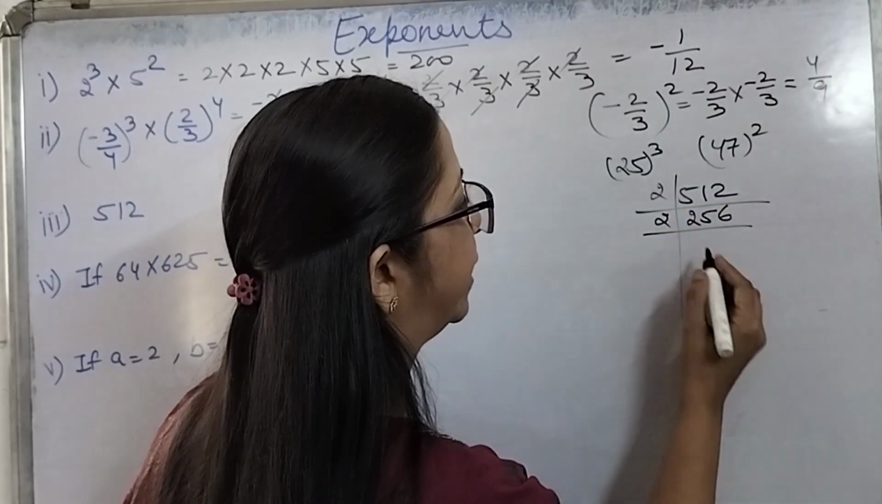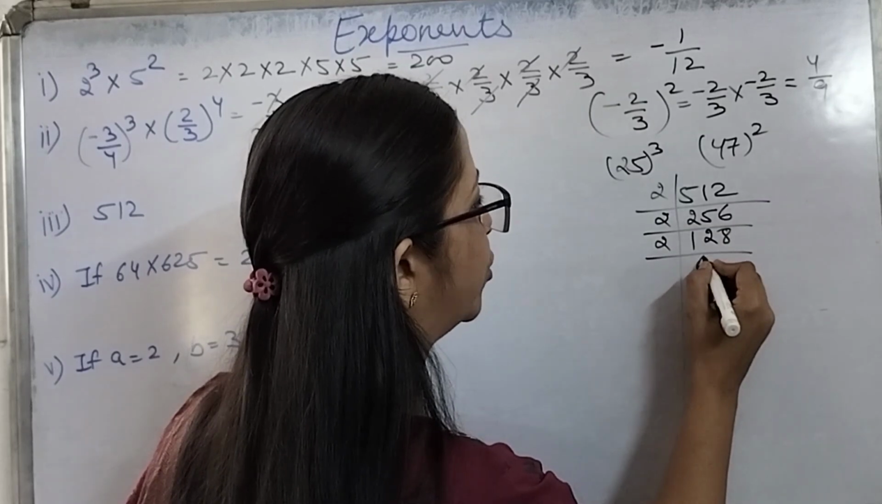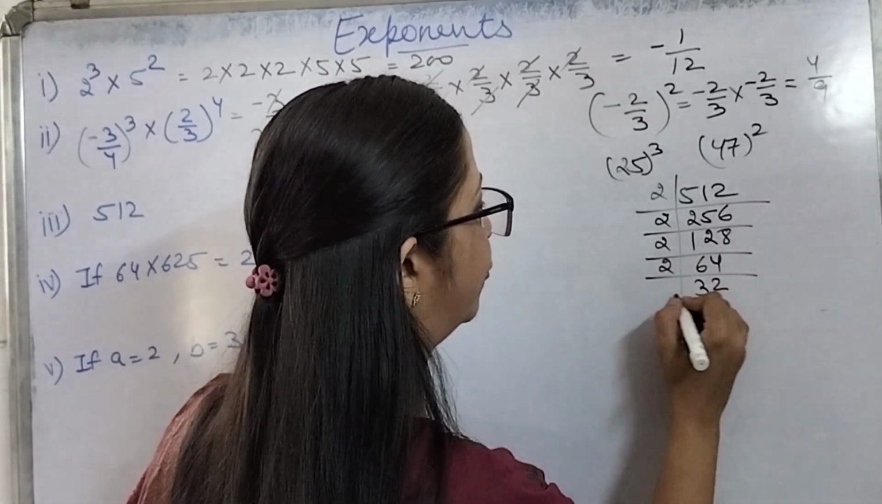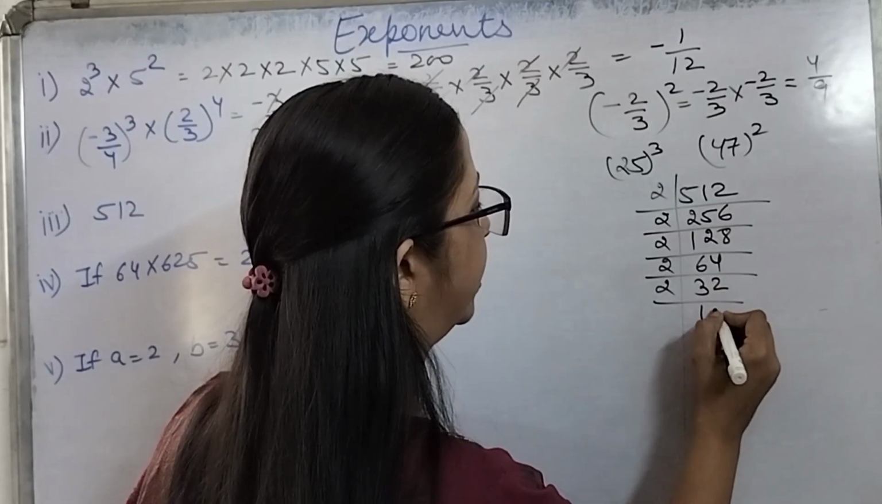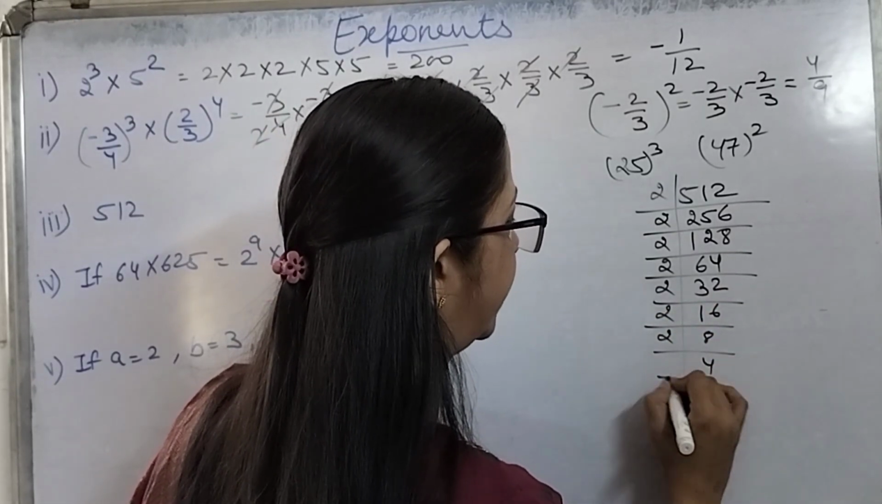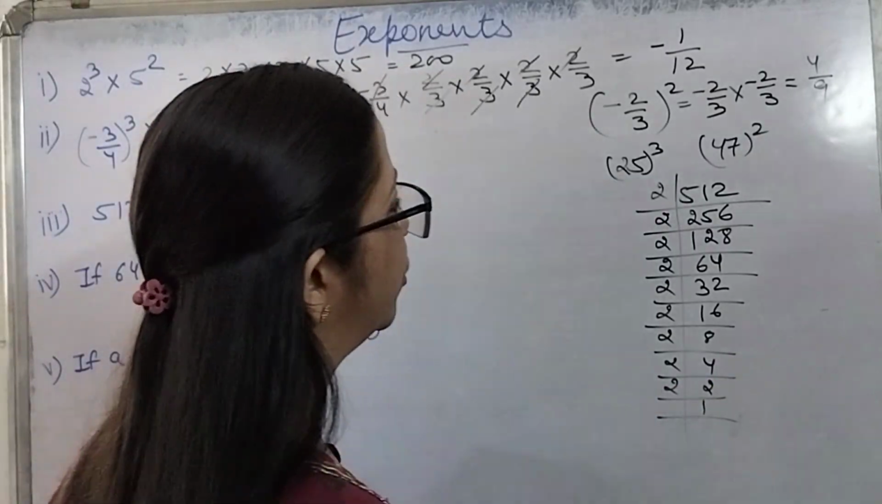Then again divisible by 2. 2 1 is 2, 2 2s are 4, 2 8 is 16, 2 6 is 12, 2 4 is 8, 2 3s are 6, 2 2s are 4, 2 1 and 6. 2 8 is 16, 2 4 is 8, 2 2s are 4, and 2 1 is 2. So how many times is 2 coming?